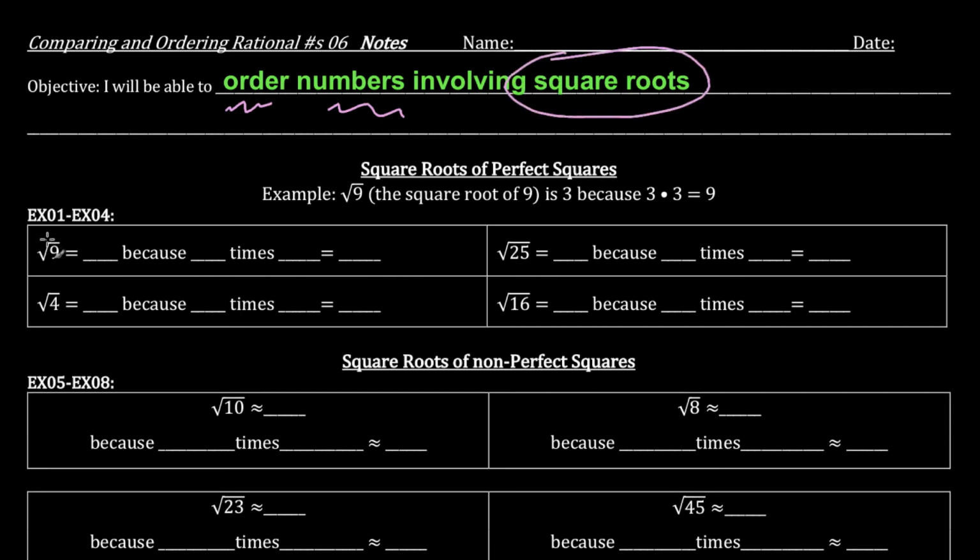So this example number 1 says the square root of 9. The square root of 9 is 3 because 3 times 3 is 9. The square root of 25 is 5 because 5 times 5 is 25. Let's say, we know this is 5, but let's say you didn't, okay?